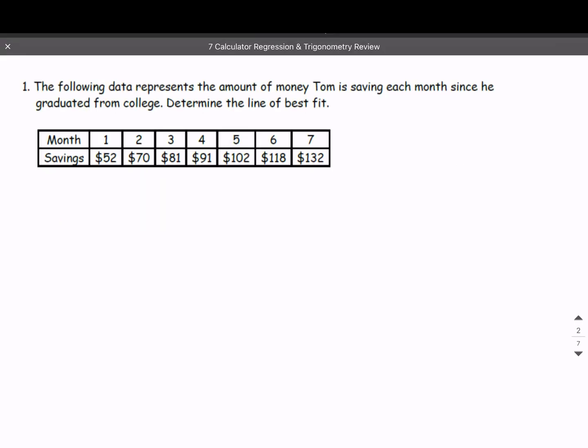So here we go. Our first problem is a regression problem. The following data represent the amount of money Tam is saving each month since he graduated from college. Determine the line of best fit. So we are going to go to our calculator. We're going to use a list and spreadsheet to enter the data, and then we'll find the linear regression equation.